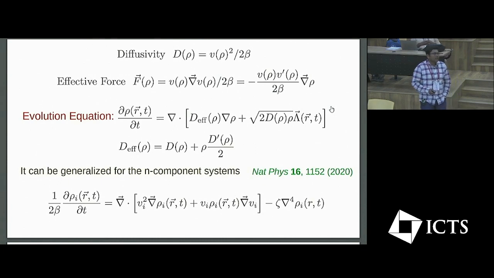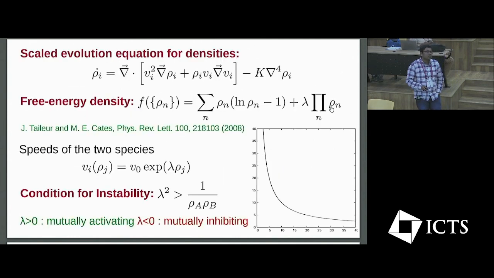Okay. And then it has been shown in this paper that this model can be generalized to an n-component system, and the evolution equation for the ith component looks like this. Here this term is the phenomenological term which we have put in to incorporate the interface between the different components of the mixture. Next we rescale the time, and this is what the evolution equation becomes. Here we also neglect the thermal noise term.